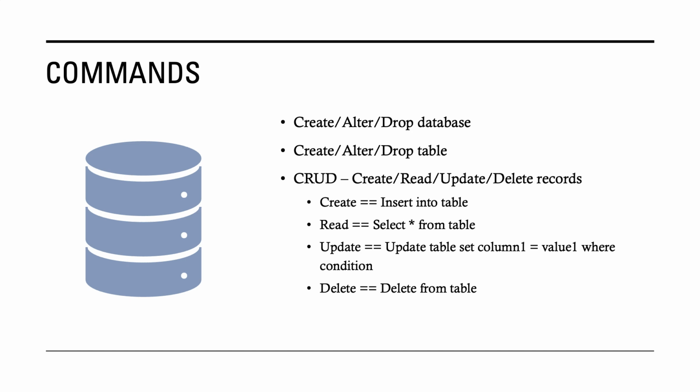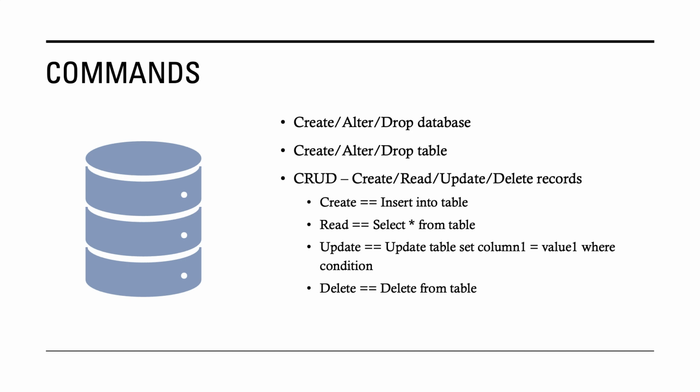Now, to create or add records in a table, we use the insert into command, and then the word table will be replaced with the actual name of the table. And to read records from a table, we use the select statement, and here I have select star from table. Now the star or the asterisk character means to return all records and all columns in the table. So basically return everything.